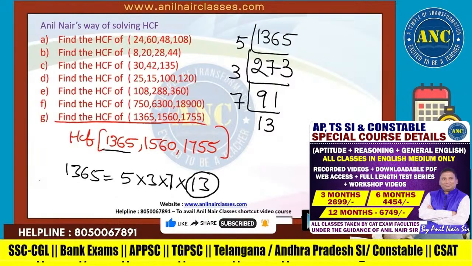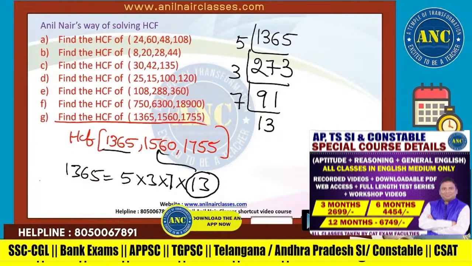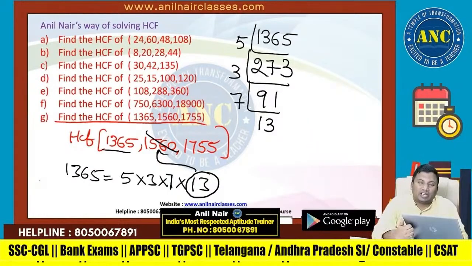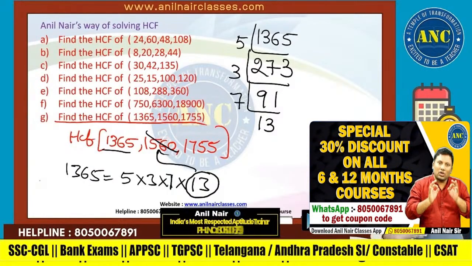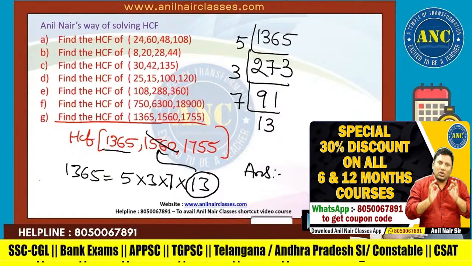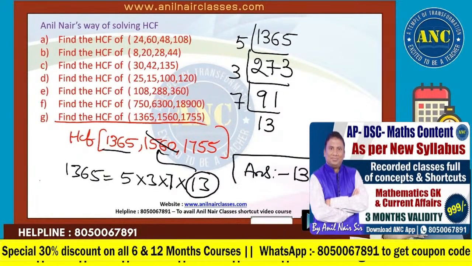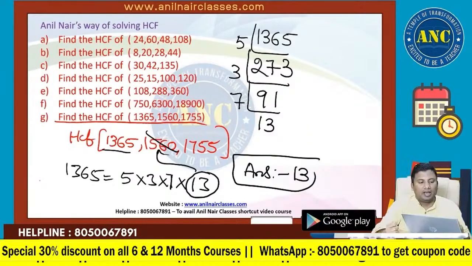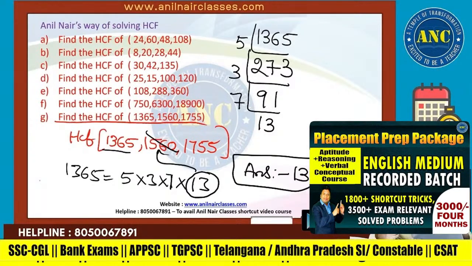Check with 13. 13 12s are 156, divisible. 13 1s are 13, 13 3s are 39, 13 5s are 65. Answer for this question is 13. Beautiful logical way to solve highest common factor.